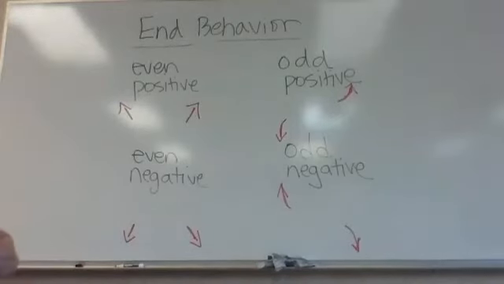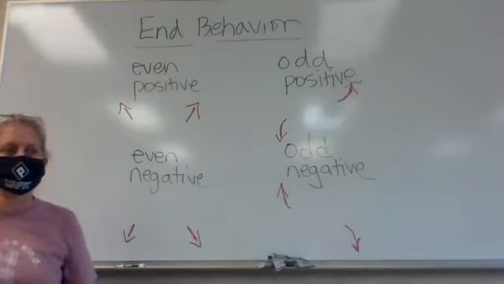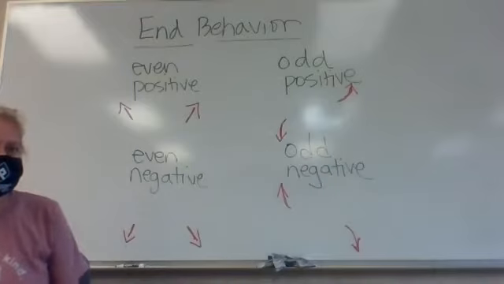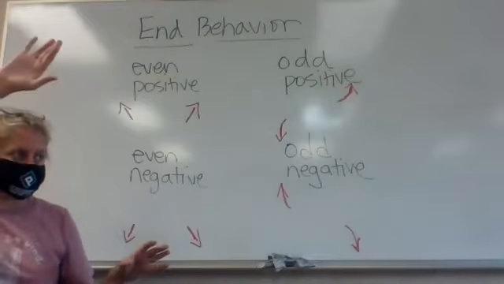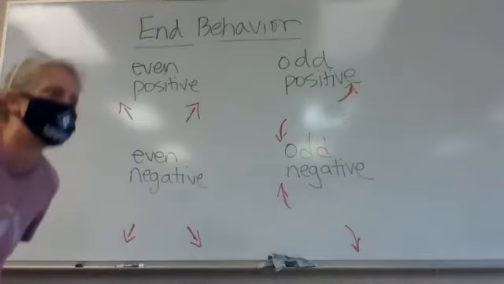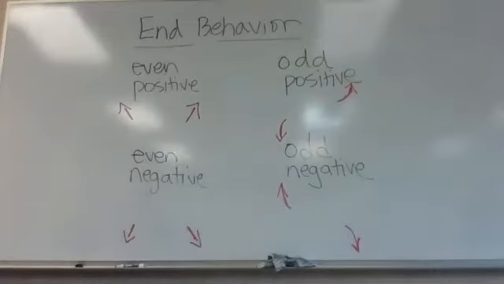All right, in 8.2, the first thing that we're going to talk about is what's happening at either end of the graph of a function, called the end behavior. What's going to determine the end behavior of your graph is the leading term, which is the term that has the highest exponent.